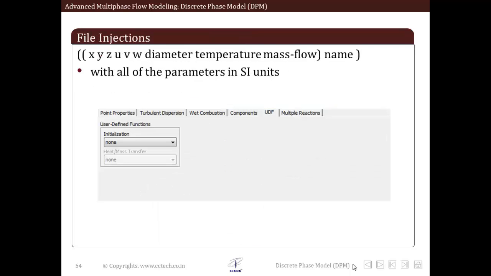In the end, we will see the file injection type. Here we give an injection file as input, in which we specify all injections with their x, y, z coordinates and their u, v, w velocities. All parameters are in SI units. We hook the user defined injection through file in this particular panel.